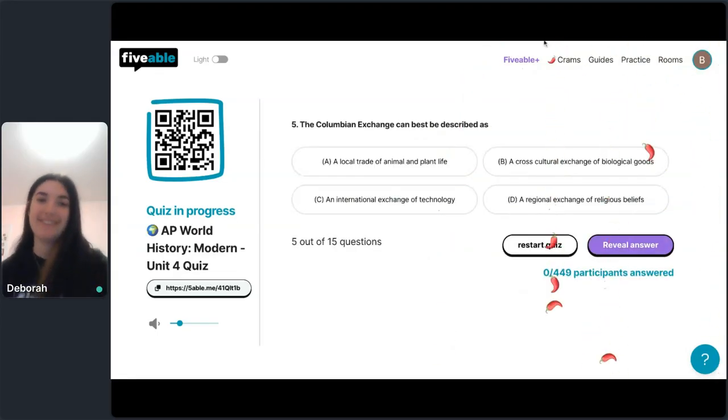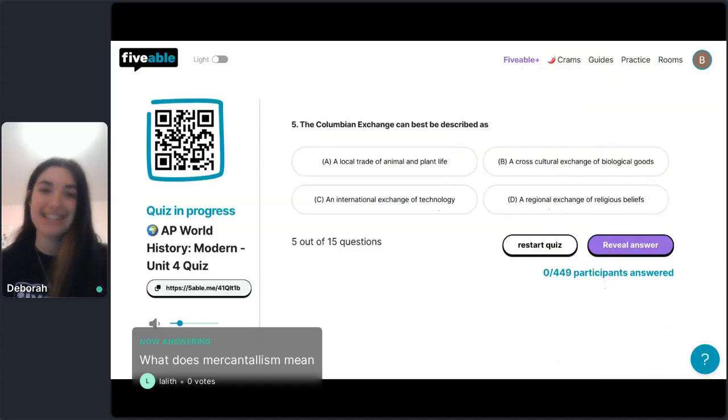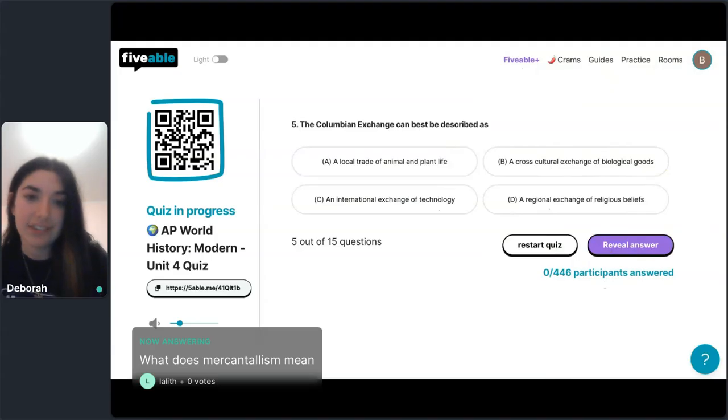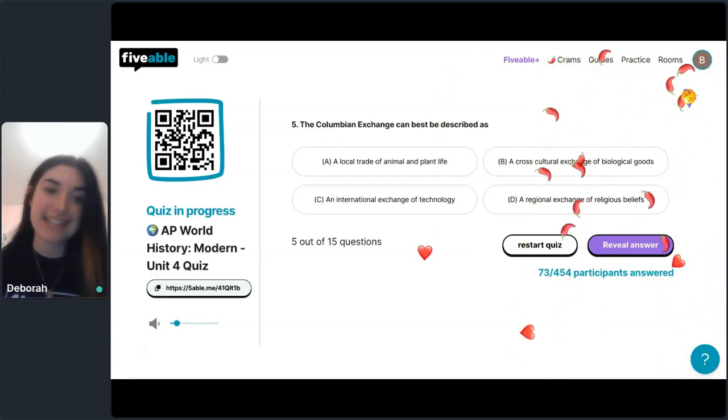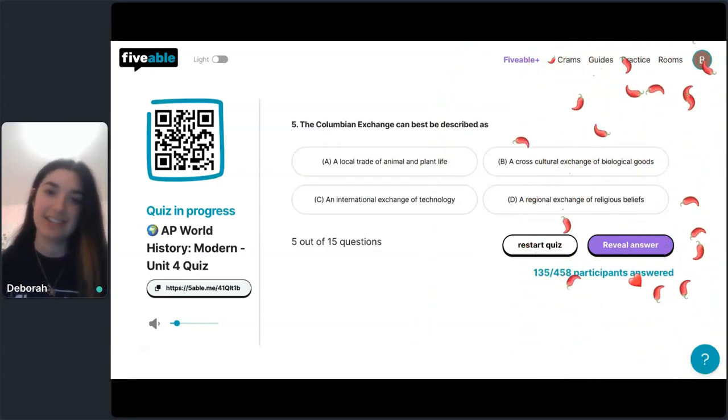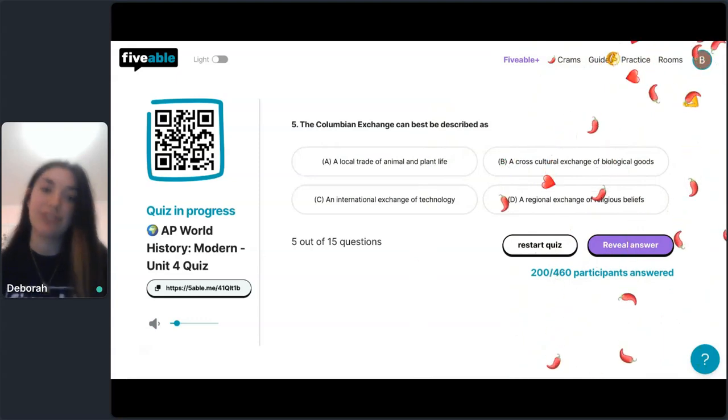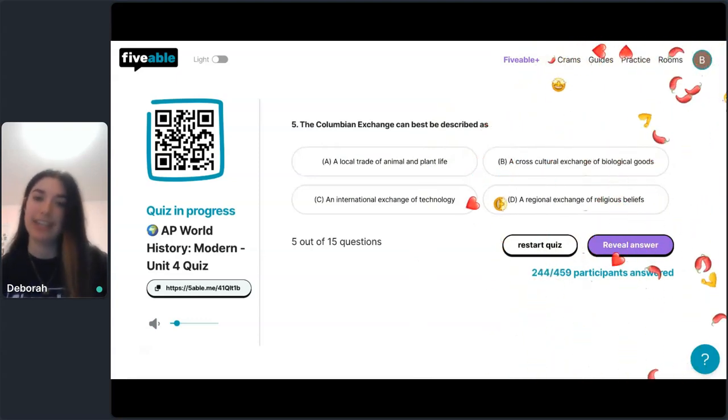And this is one of my favorite topics, the Columbian Exchange. The Columbian Exchange can best be described as A, a local trade of animal and plant life, B, a cross-cultural exchange of biological goods, C, an international exchange of technology, and D, a regional exchange of religious beliefs.